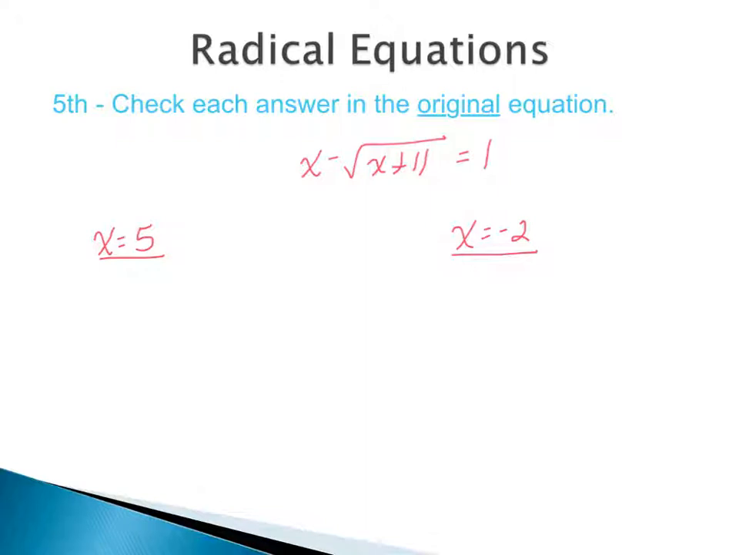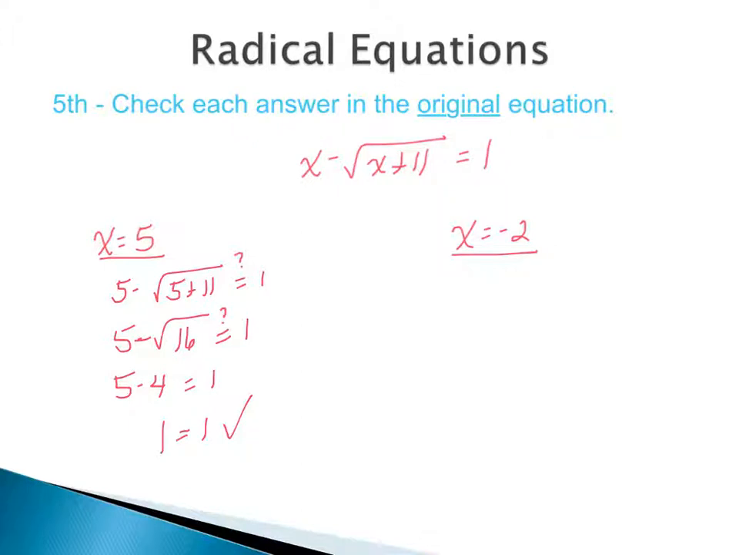So we have x equals 5 and x equals negative 2. So starting off with x equals 5, I would plug this in as 5 minus the square root of 5 plus 11 equals 1. Well, 5 plus 11 is going to be 16. So we would have 5 minus the square root of 16 would be 4 equals 1. So we get 1 equals 1. This does make sense. So that means that x equals 5 is a solution.